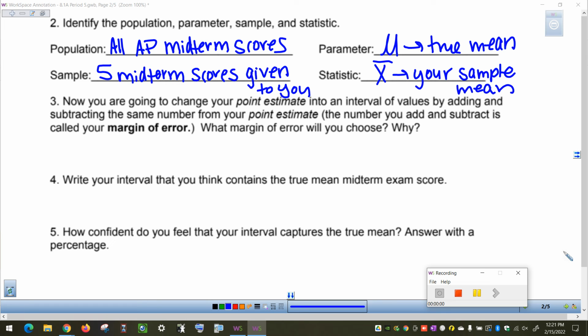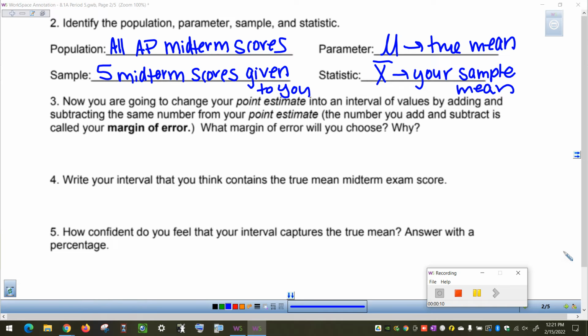All right, so let's check in on these scores. Our population for today should be all of the AP midterm scores within this set, so the about 60 students that we have data from. Now your sample, we're just going to change that word all to the 5 scores that you were given. Each of you was given 5 midterm scores when you came in the room today.